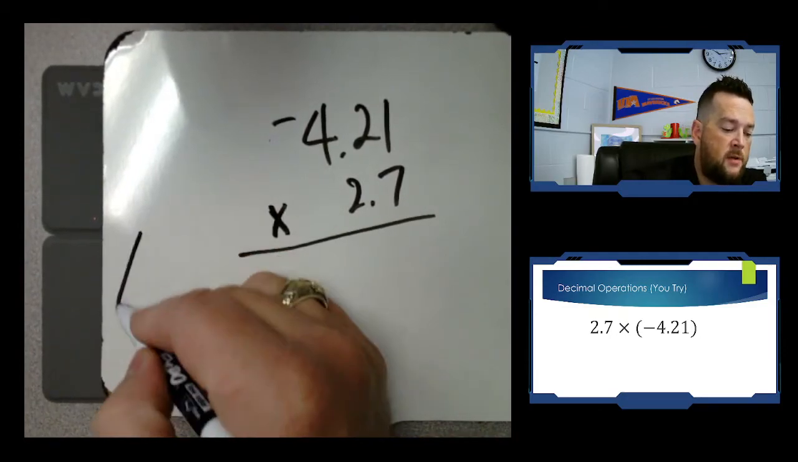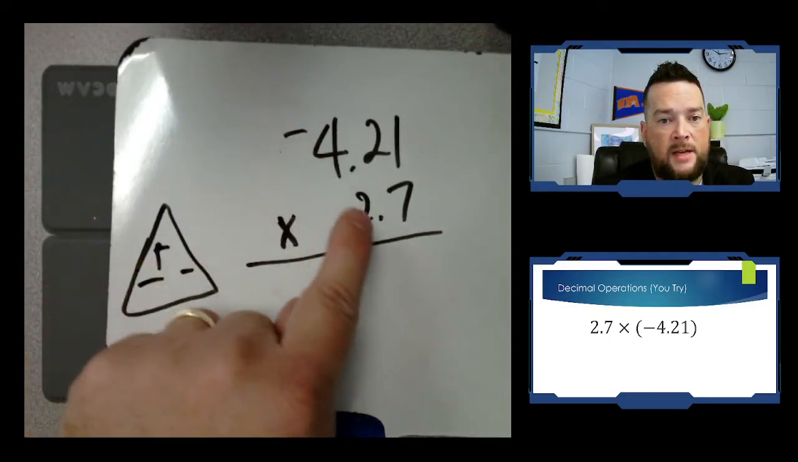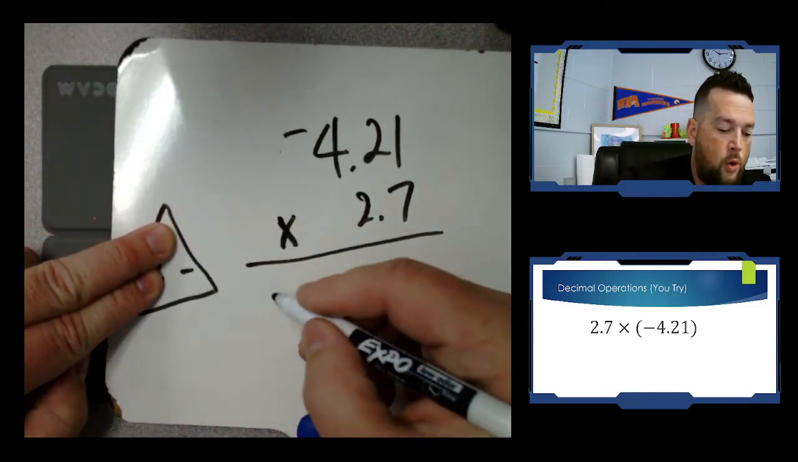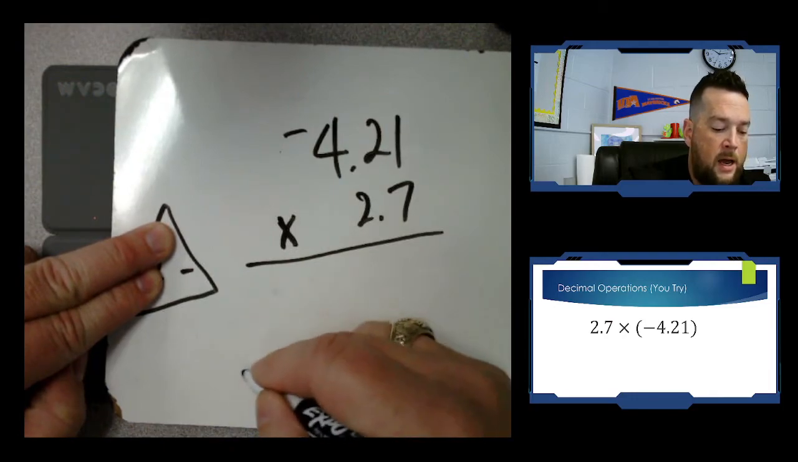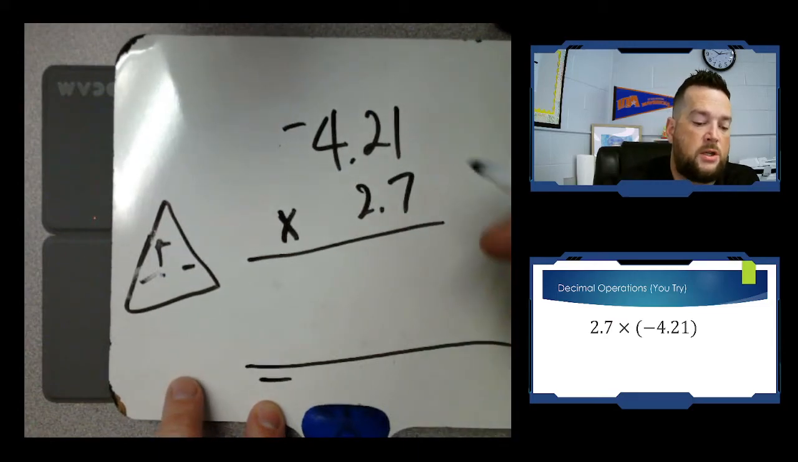And I can address this from the very beginning if I want to, all right? I've got a negative times a positive. So I have a negative times a positive. My answer is going to be negative. So I'm going to put that down here because I know my answer is going to be negative. So I'm going to address that situation now.